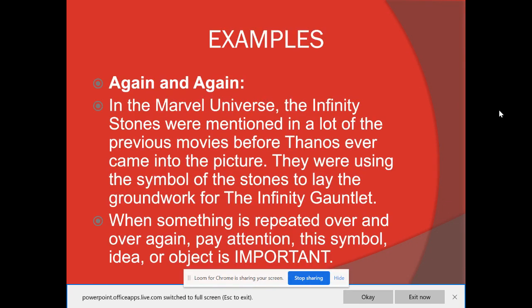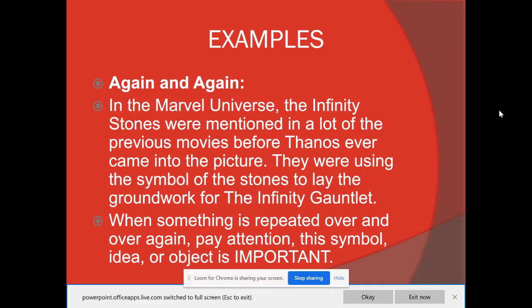Here are some examples. There's one big example in the Marvel universe. It's the Infinity Stones. They were mentioned in a lot of the previous movies before Thanos ever came into the picture. They were using the symbol of the stones to lay the groundwork for the reveal of the Infinity Gauntlet. Each of these movies where they're picking stuff out were ultimately leading to the Avengers.